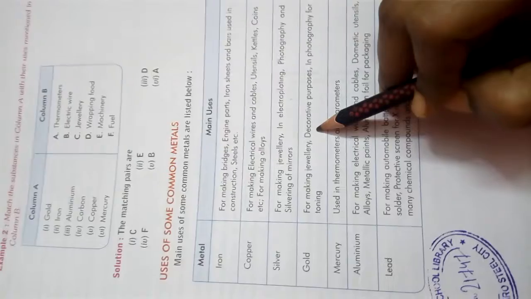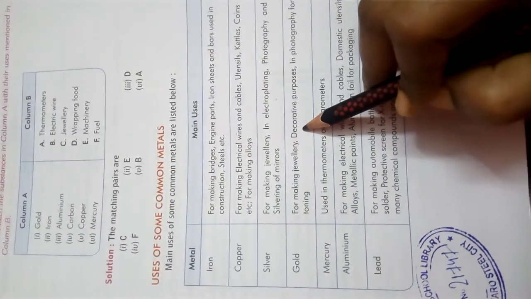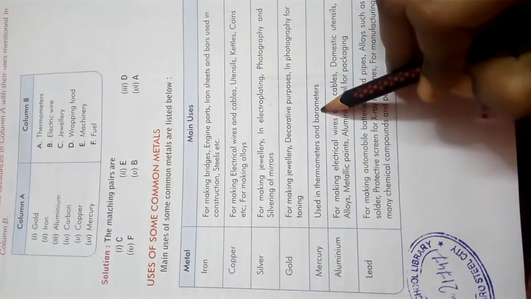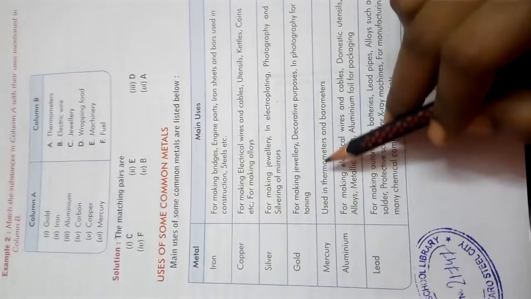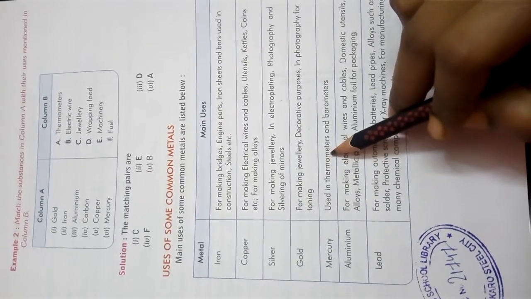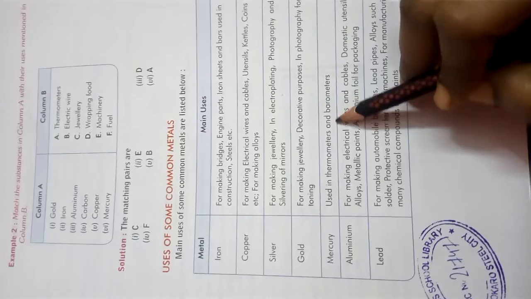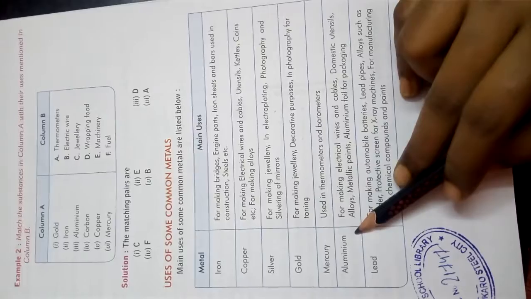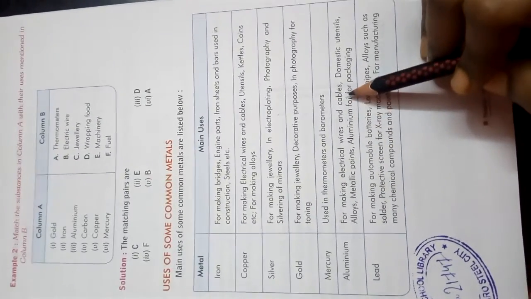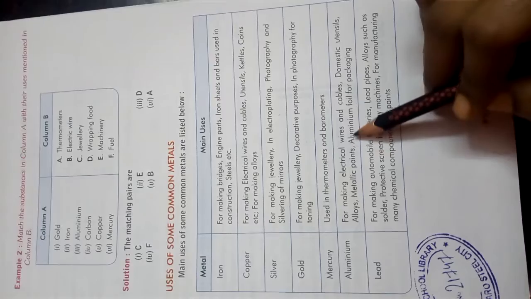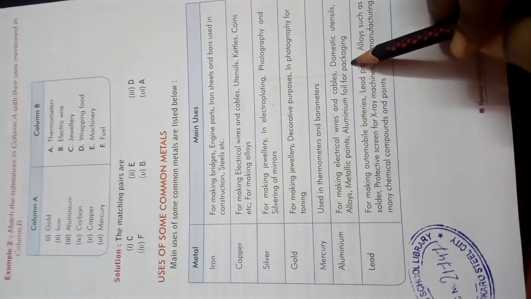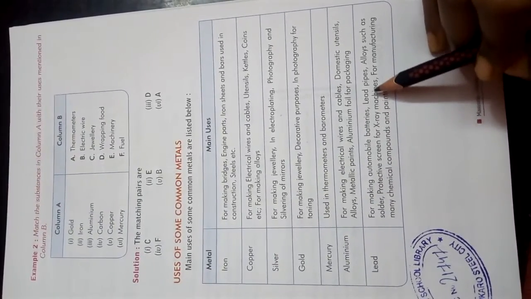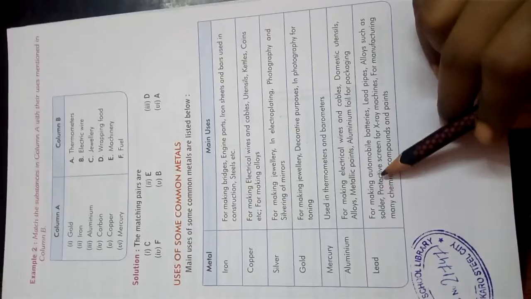Mercury: used in thermometers and barometers. These are instruments for measuring temperature and pressure, and in both these instruments mercury is used as a thermometric liquid. Aluminium: for making electrical wires, cables, domestic utensils, alloys, metallic paints. Aluminium foil for packaging. Lead: for making automobile batteries, lead pipes, alloys such as solder, protective screens for X-ray machines, for manufacturing many chemical compounds and paints.